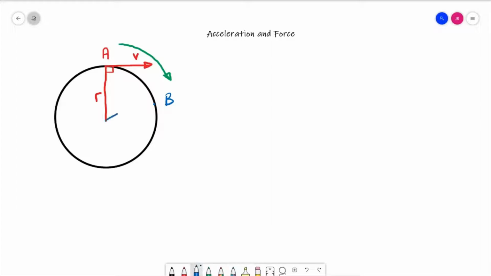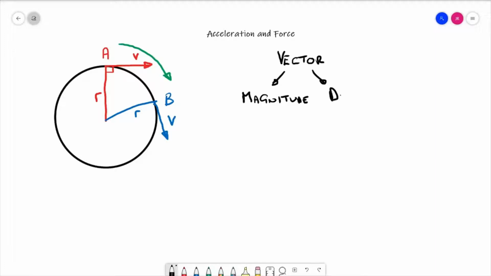At B, draw the radius in, it will also be acting at a tangent to the circle, but now it will be acting in that direction there. Firstly, let's have a think about this velocity vector. We know from year one that if we have a vector, it has to be split into two components. We have to have both a magnitude and a direction.